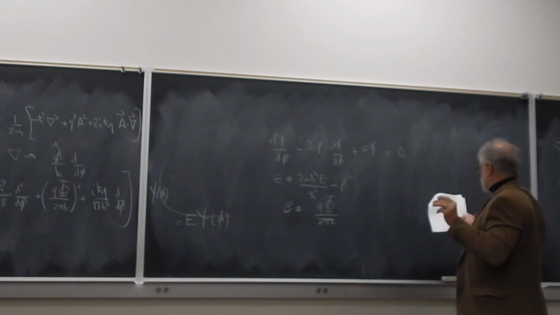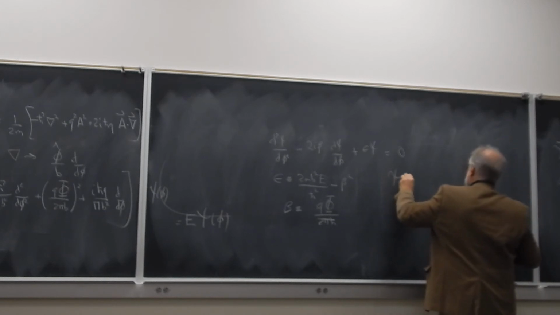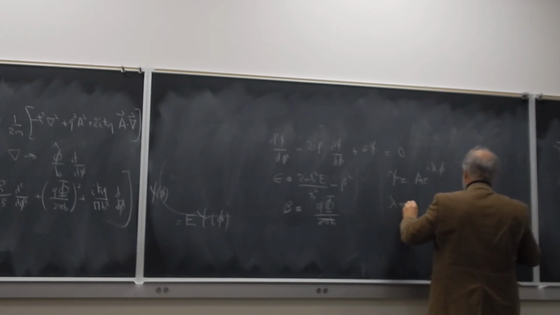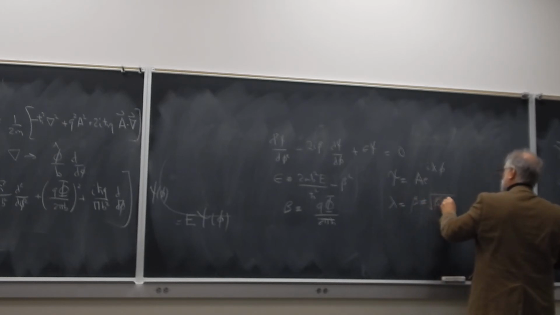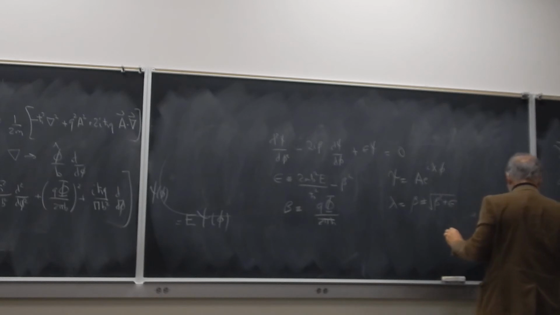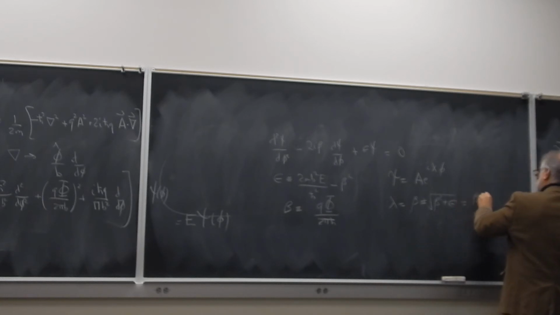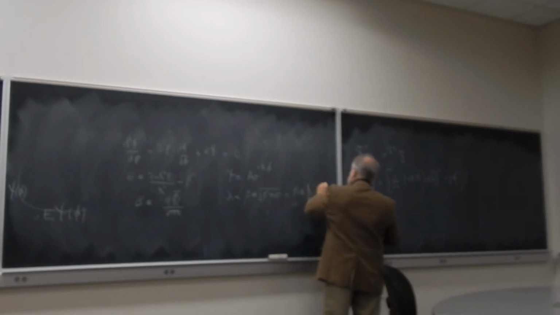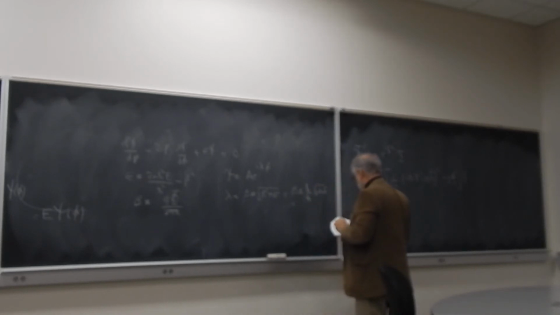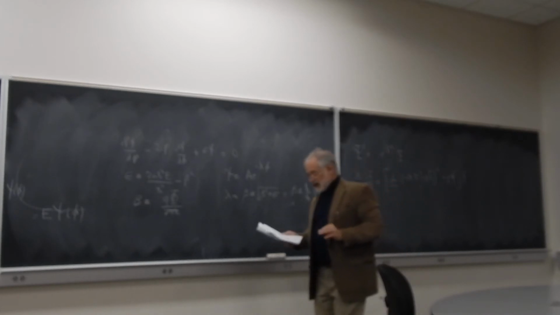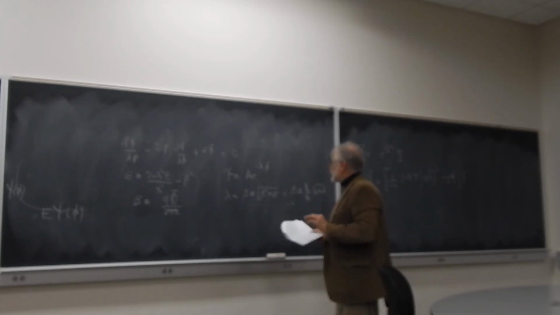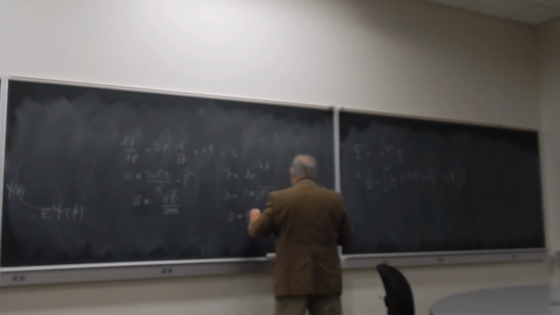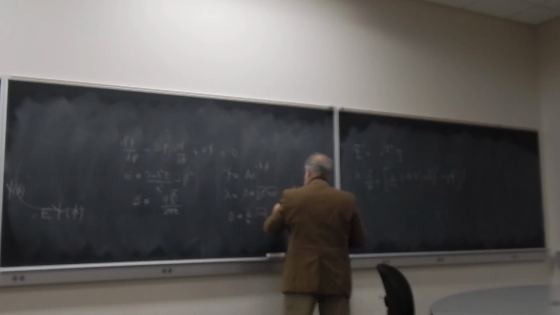The solution to this equation looks like psi is equal to A e to the i lambda phi, where lambda is equal to beta plus or minus the square root of beta squared plus epsilon, or beta plus or minus b over h bar square root of 2mE. Now for psi to be continuous at phi equals 2 pi, lambda has to be an integer. That means beta plus or minus b over h bar times the square root of 2mE is going to be equal to some integer n.